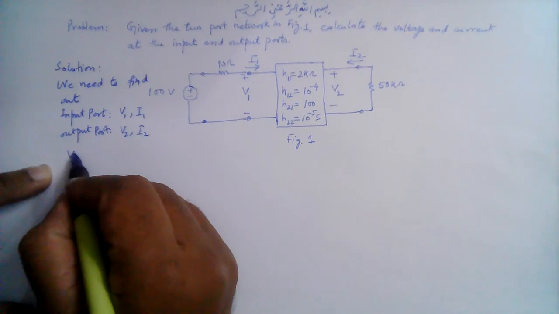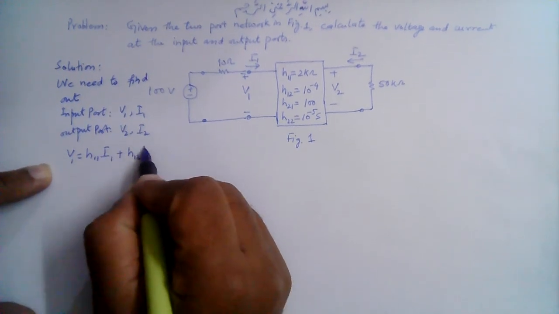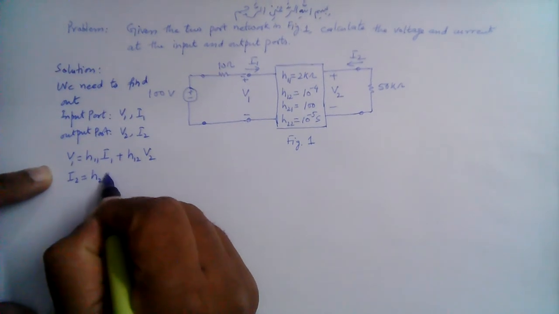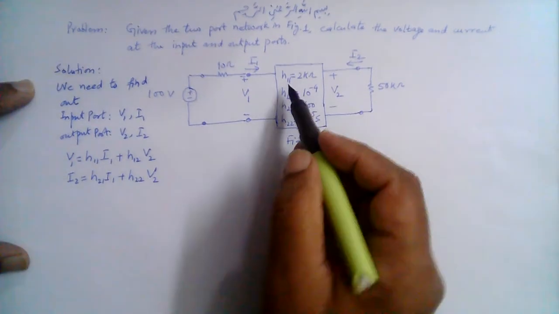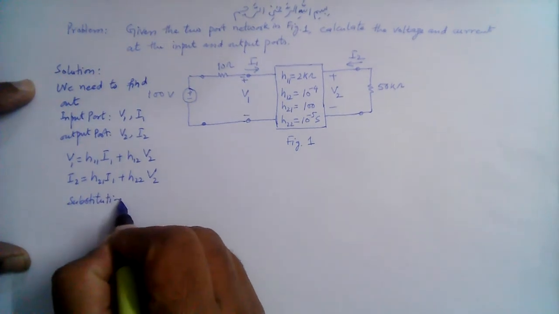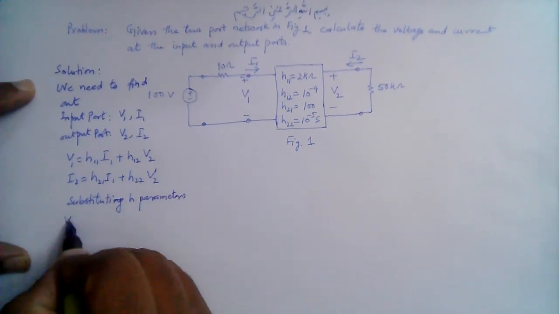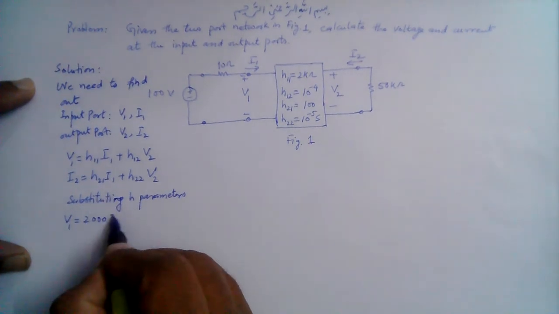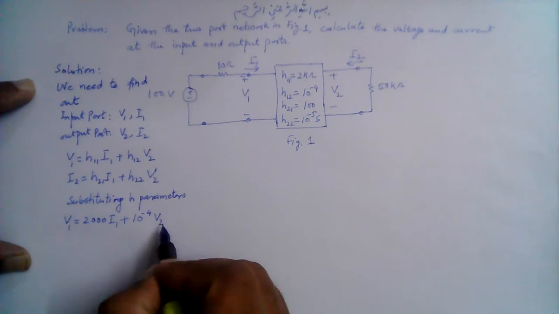The equations for the hybrid parameters are V1 is equal to H11 I1 plus H12 V2. Similarly, we have I2 is equal to H21 I1 plus H22 V2. Putting the values given here in these equations, we'll get 2 equations. So substituting the H parameters values, V1 is equal to H11, which is 2 kilo ohms, so that is 2000 I1, plus H12, which is 10 to the power minus 4, V2. Let me call this equation 1.